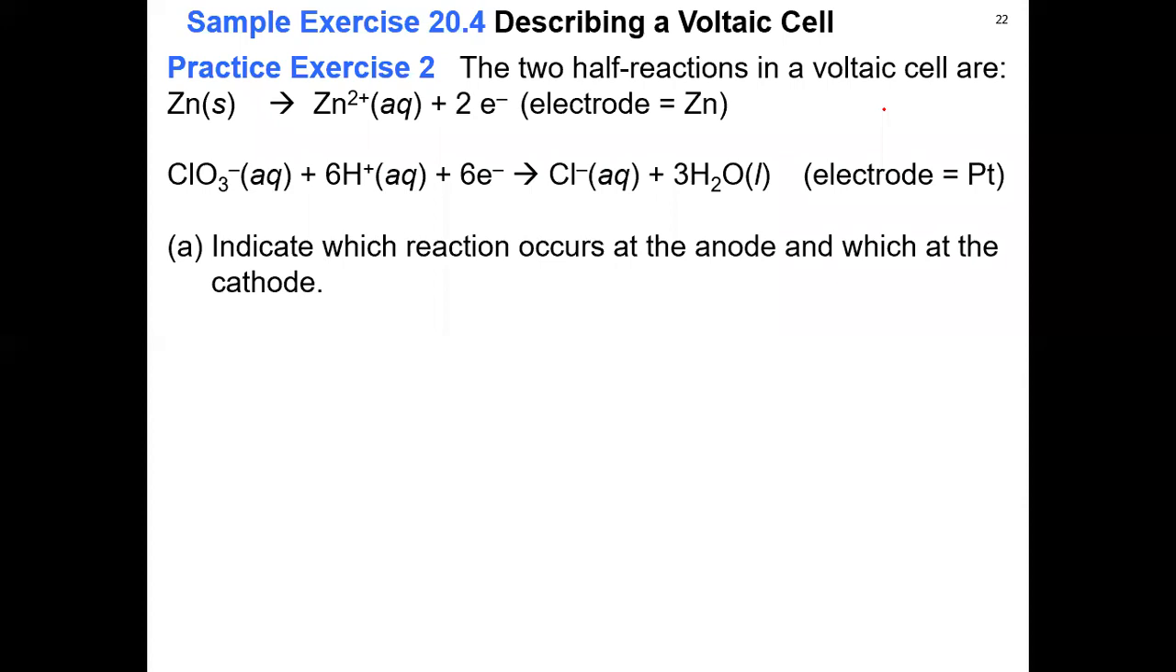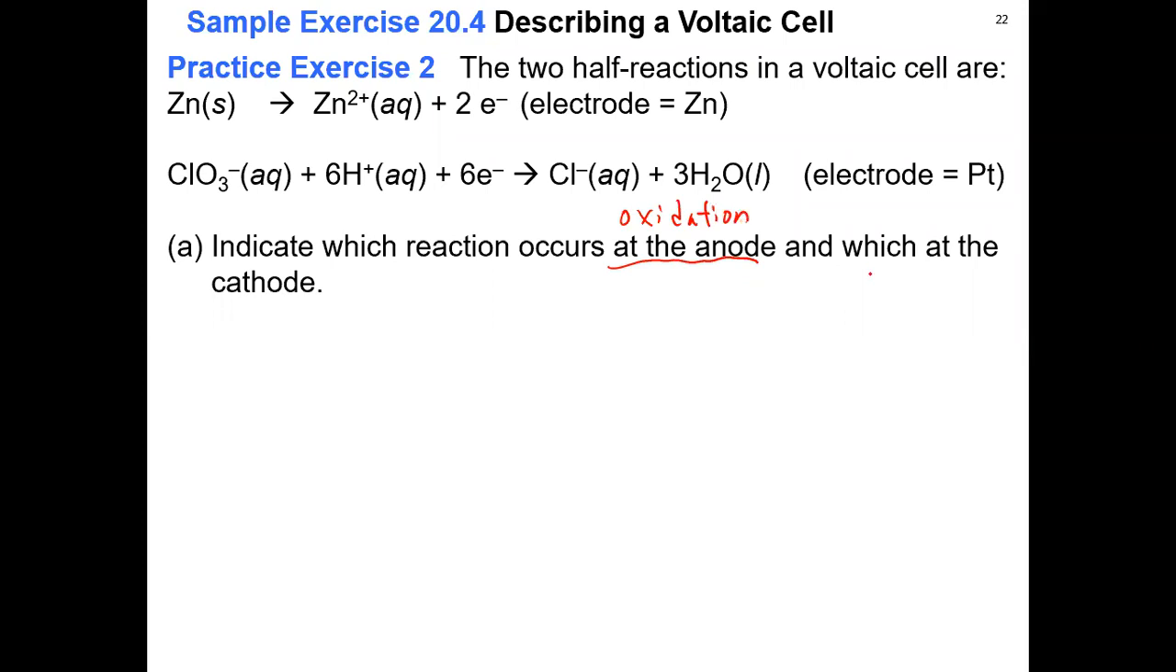Then this question is, you want to indicate which reaction happens at the anode and which reaction happens at the cathode. By definition, the reaction that occurs at the anode is oxidation. So at the anode, you will see the oxidation reaction.